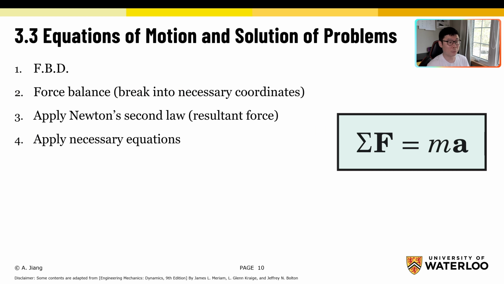Moving into section 3.3 now, talking about equations that can be used to solve problems. F equals ma, of course. The basic 4 steps I like to recommend to anyone at the beginning are: draw the free body diagram, do the force balance. You can break this into necessary coordinates, x, y, n-t, or r-theta, and apply Newton's second law on the resultant force, and then solve the necessary equations for the variables you're interested in.